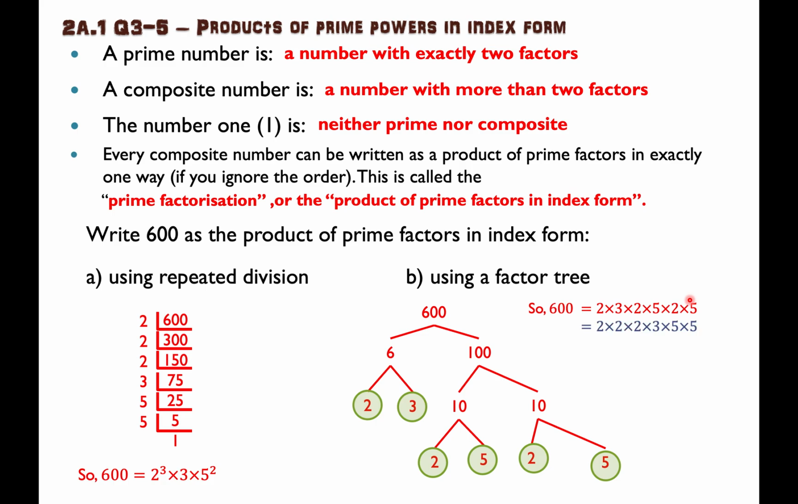If you want to, you don't have to, but if you want to, you can reorder them so that the 2's are next to each other, to make it easier to count. And now I can see that this 2 times 2 times 2 is 2 cubed. And then I have times 3, and I have 5 squared there.